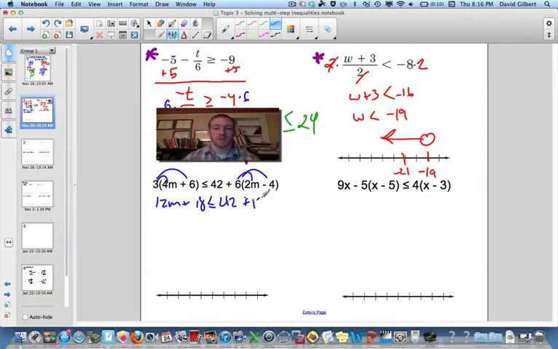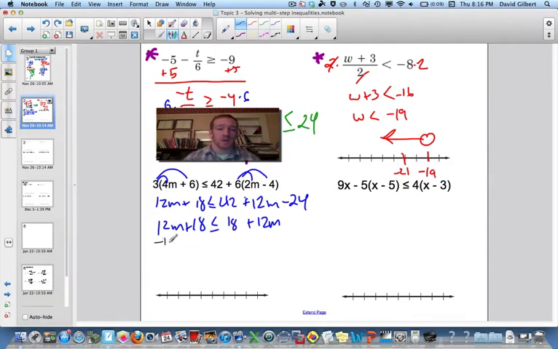42 plus 12m minus 24. Alright, now 18, 12m. I'm going to combine like terms here. 42 and negative 24 is going to be an 18 and a plus 12m. Alright, so I got the same thing on both sides here. Look at that. So this is actually an all real numbers kind of thing.